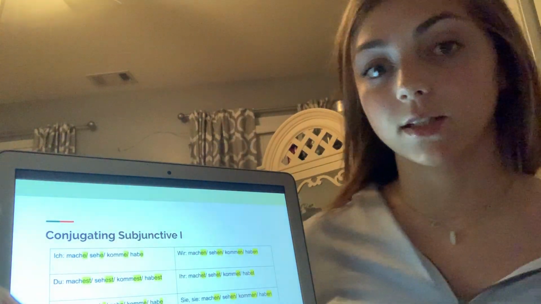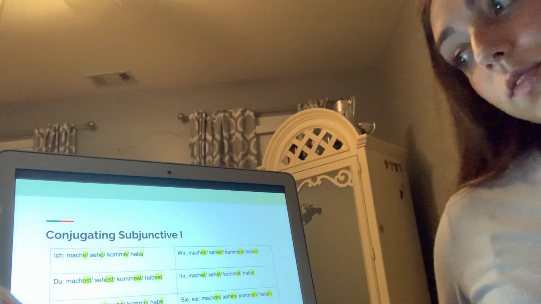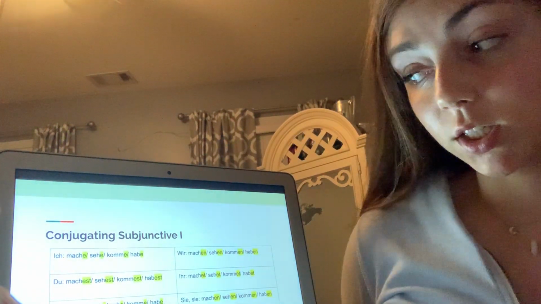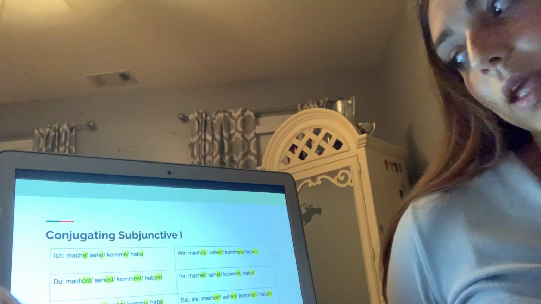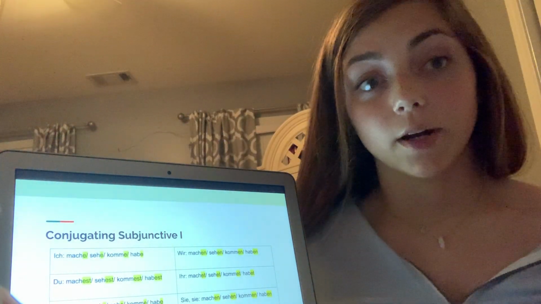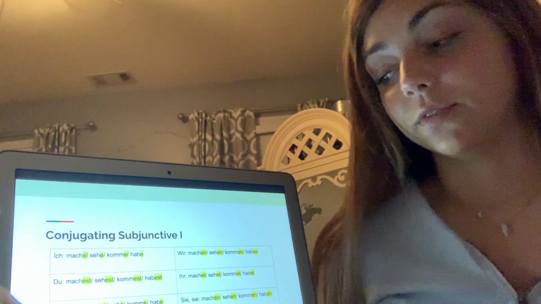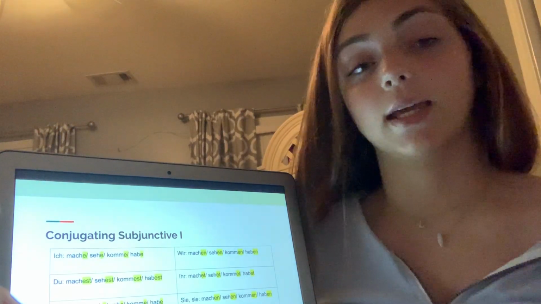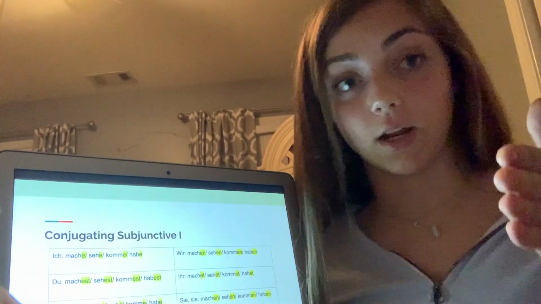So, conjugating subjunctive 1. It's important to note that it's very similar to the established present tense conjugation, except for er, sie, es, and ihr. This is because many verbs in subjunctive 1 are identical to verbs in the ordinary present tense, and this excludes sein, which we will present on the next slide.